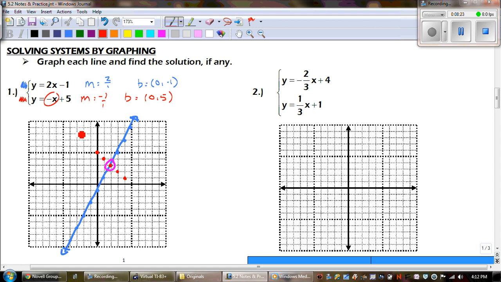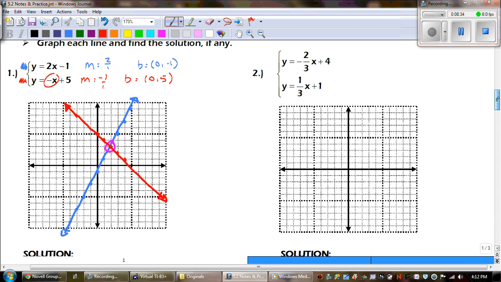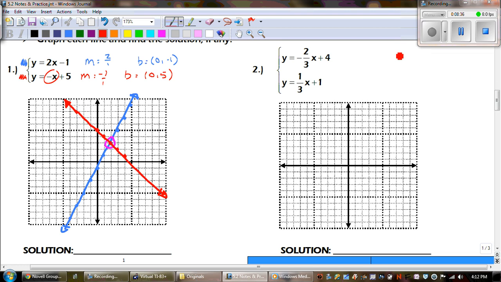I still want to draw my line. Okay, so there's my line, but I want to know where they meet. That's our solution. So the solution for that was the point (2, 3), and I get that right from there.